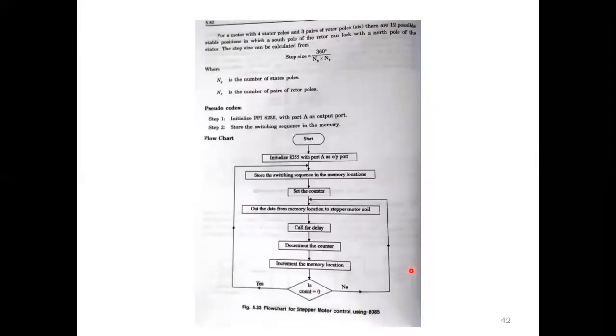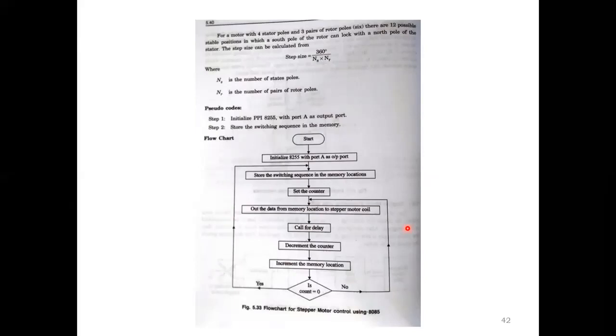This is the step size of a stepper motor: 360 degrees divided by NS times NR, where NS is the number of stator poles and NR is the number of rotor poles. Here we have two steps only for controlling the stepper motor. First we initialize the 8255 with port A as an output port, because the stepper motor is an output device.